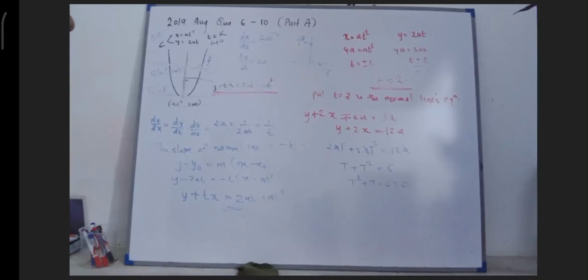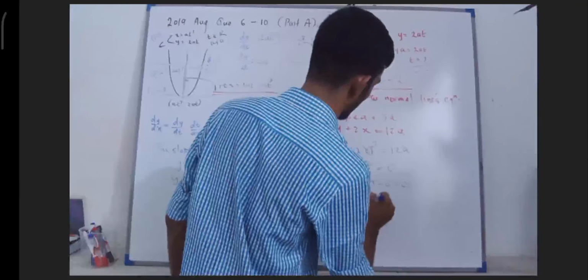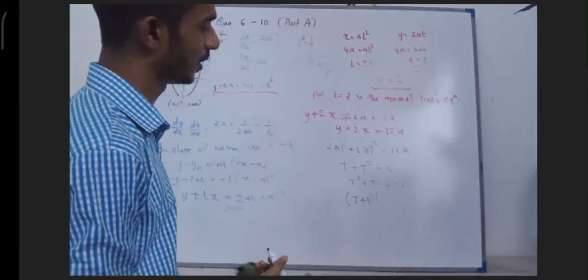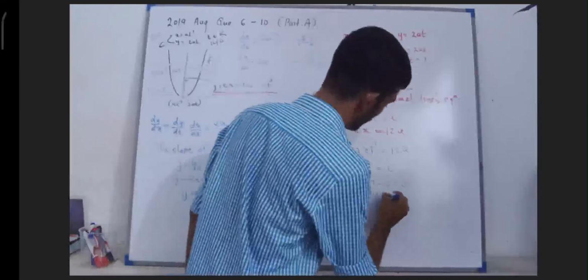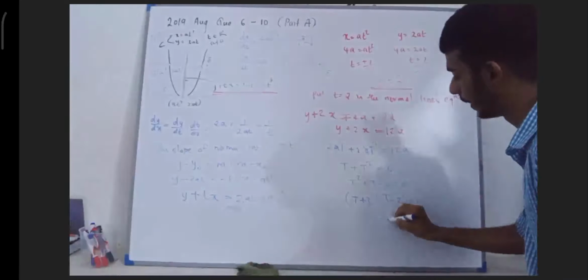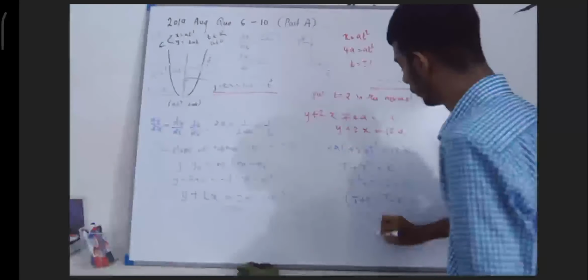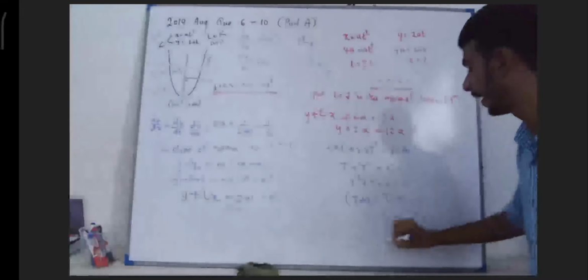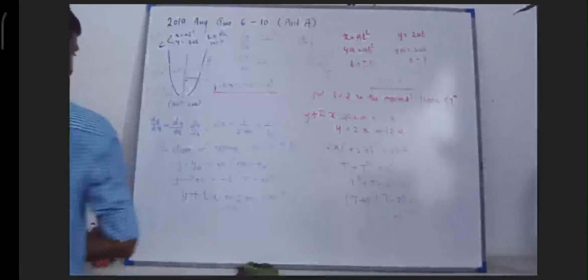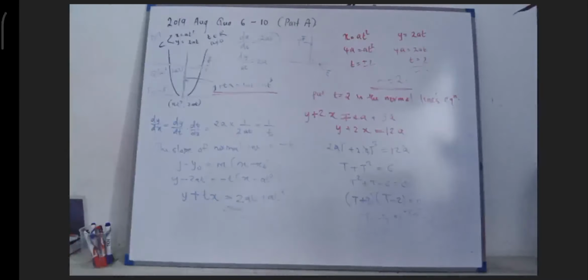So I have obtained the quadratic equation. It factorises as t plus 3 into t minus 2 is equal to 0. From this I can tell t is equal to minus 3 or t is equal to 2. They have given t is equal to minus 3, so I can write only this value. Right. Hope you have understood this question also. Let me move to the next question, which is the 8th question, coming from straight lines.